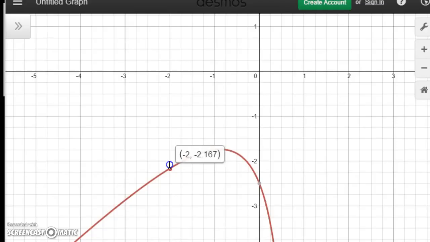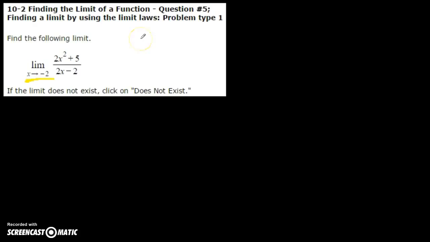So let's find out. We actually have two tasks here. The first one is to verify whether negative 2.167 is the actual value or is rounded. Number two, is it possible for us to do this without looking at the graph? In the previous video, you saw how I substituted the x value we're trying to approach into my equation. That is how we're going to do it. So let's just do that.